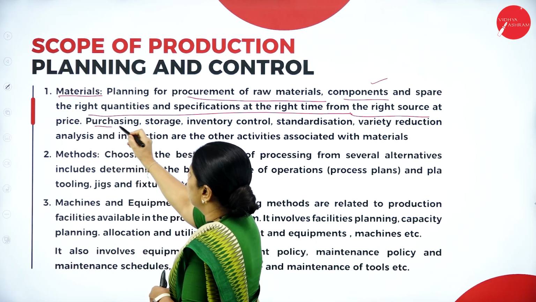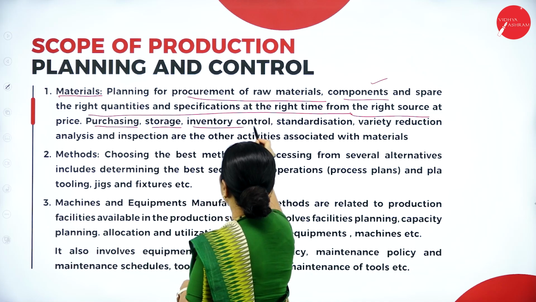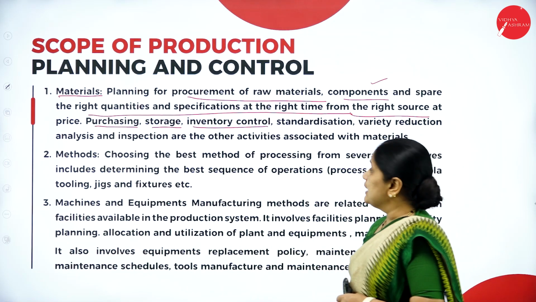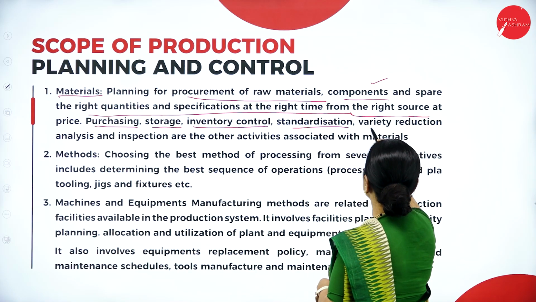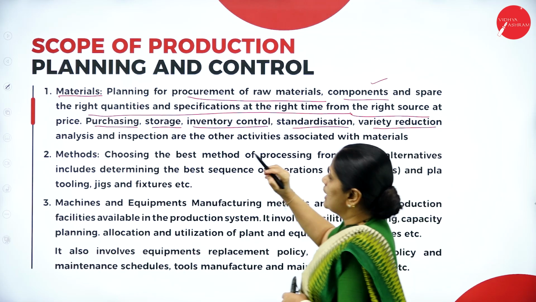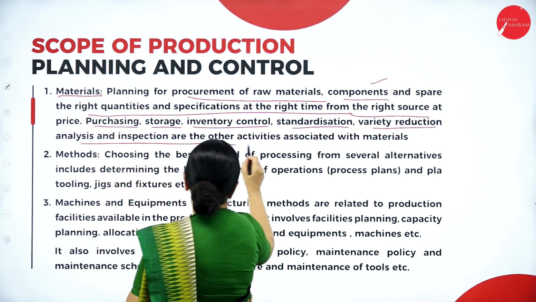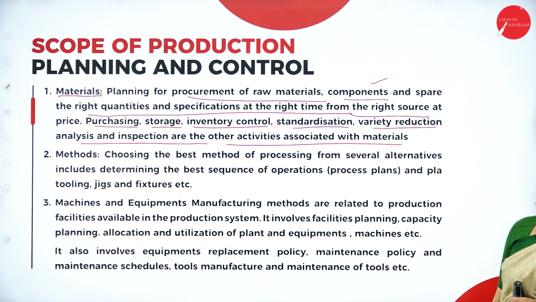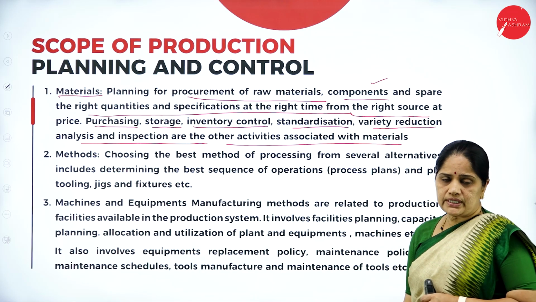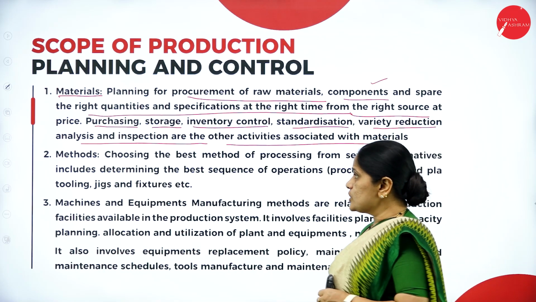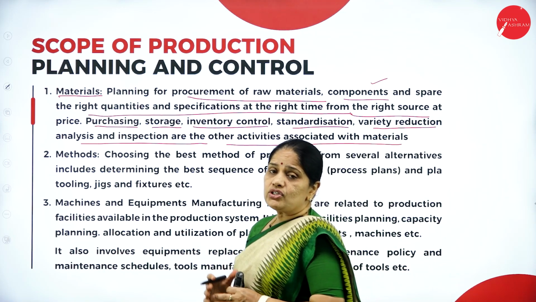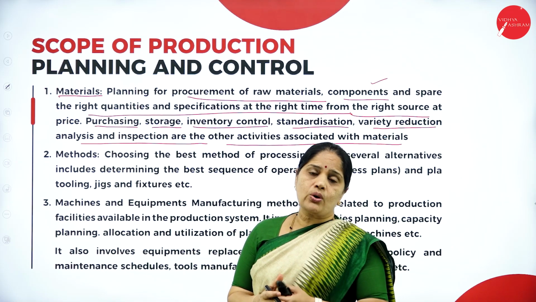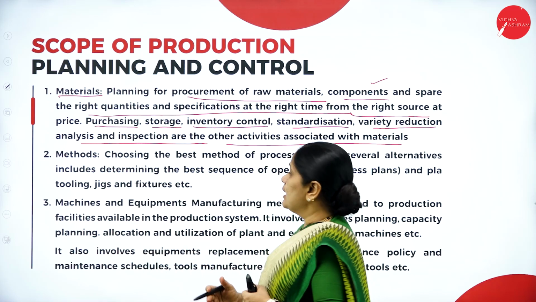Then next we have purchasing, storage, inventory control. So purchasing of the raw materials, storage of them, inventory control, standardization, variety reduction analysis and inspection are the other activities associated with the materials. Now when we talk about materials, it not only involves purchase of materials, but it also involves storage. So you have to store the materials, the extra material whatever you have purchased, in the godown until it goes for production.